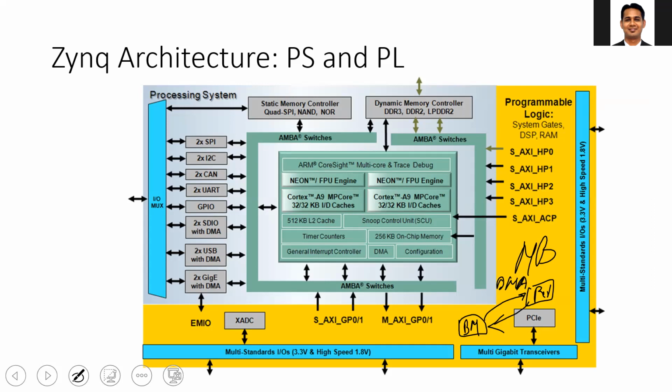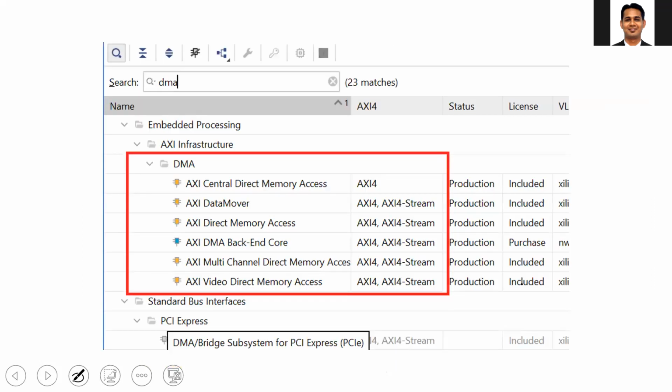So if you see the catalog inside the Vivado, you will see that there are different DMAs available. This is the Central Direct Memory Access, the CDMA. This is the data mover, a simpler version of the DMA. Then you have the multi-channel DMA, so you can perform multiple transfers simultaneously. And then you have the video DMA, so if you want to do 2D transfer, you can use the video DMA. There are small differences, so you can look at the datasheet to understand the difference between them. In today's lab, we are going to use the direct memory access.